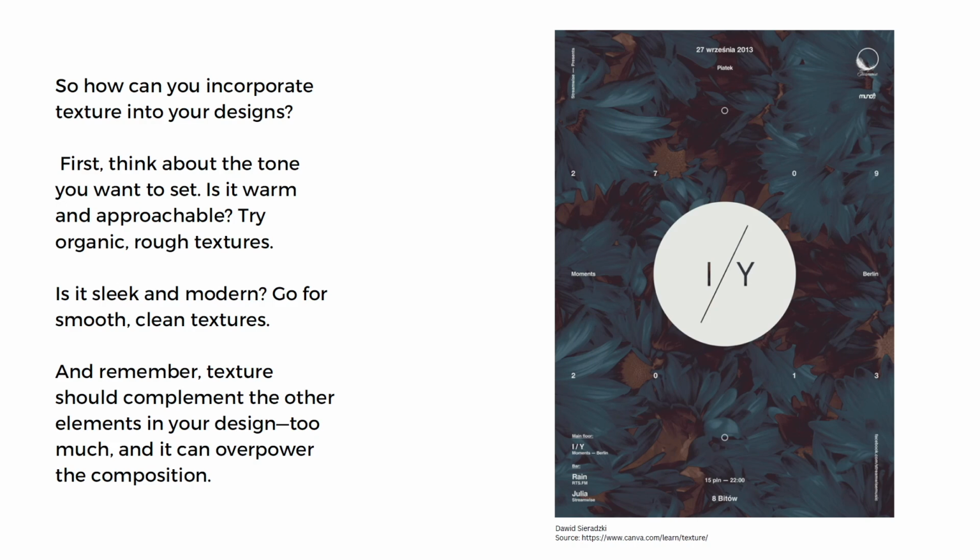So, what sort of mood is this setting? Do you want it to be warm or approachable? You might want something that's organic with some rough textures. Do you want something that's sleek and modern, smooth, clean textures, or something like a brushed steel is going to feel really good aesthetically for something that's modern? And also, key word here is, think about what your client's needs are. The texture should complement the other elements of the design. It should be reinforcing the message and whatever narrative aspect they're trying to convey. We don't want it to overwhelm or overpower the composition.